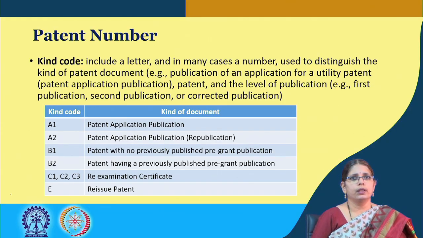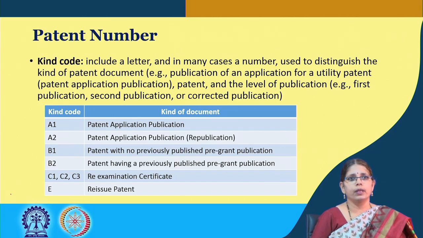Kind codes essentially are a mix of a number and a letter, and often they tell us the status of that particular patent document, whether it is published, whether it is re-examined, whether there has been a second publication of a particular document, or was it a corrected document. So, accordingly you have different kind codes.